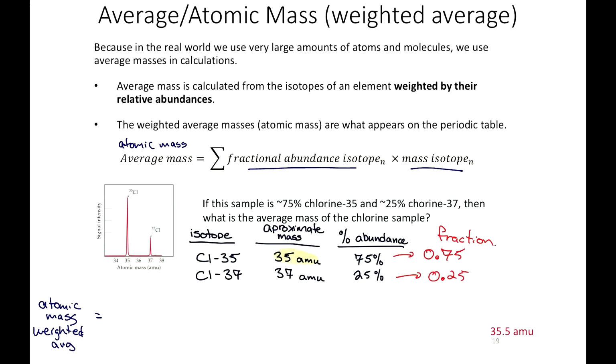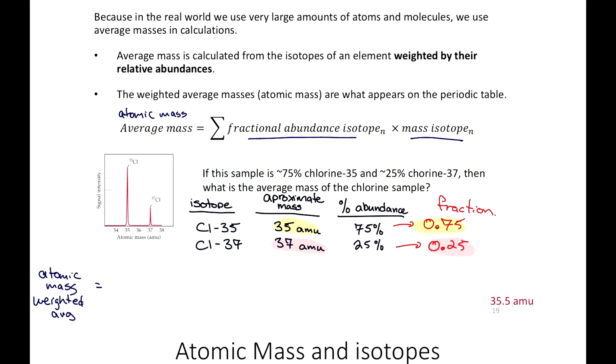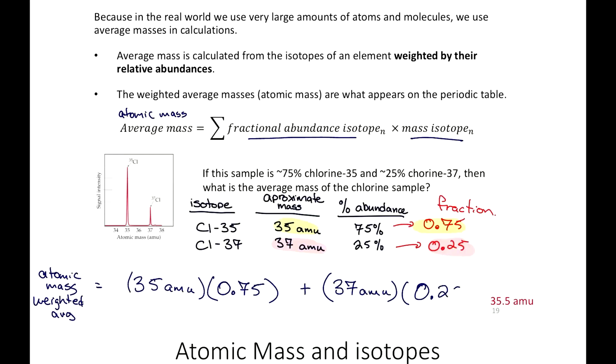I'm going to multiply that approximate mass of 35 AMU, where AMU stands for atomic mass unit, by that fraction. I'll do the same for the heavier isotope and then add those two things together. So I'll show you exactly what I'm going to put in my calculator. I'll take care of the light isotope first, so 35 AMU times its fractional abundance, 0.75. And then I'm going to add the other isotope: 37 AMU multiplied by that fractional abundance, 0.25.